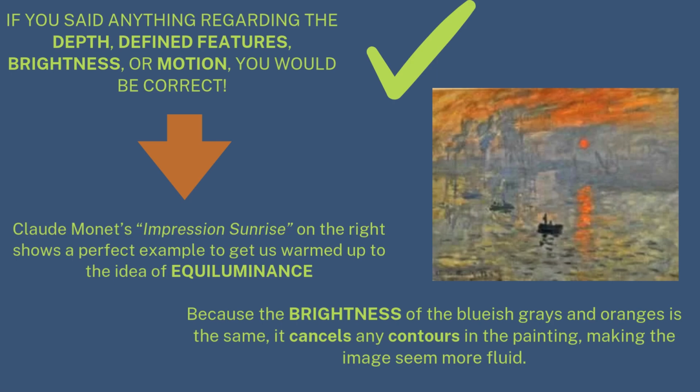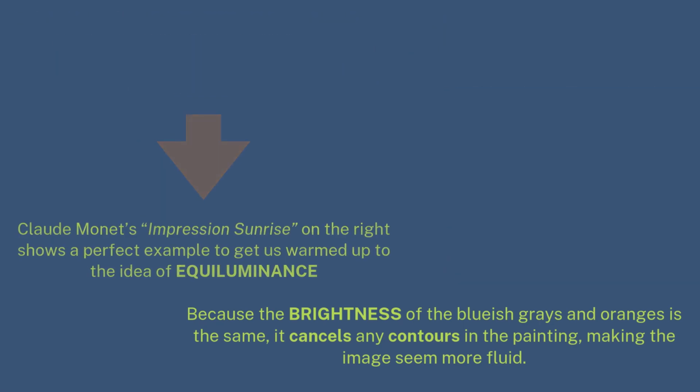Because the brightness of the bluish grays and oranges are the same, it cancels any contours in the painting, making the image seem more fluid. And so it seems like there's more motion happening in this picture than in the other one we saw in the last slide. That one has more contours, more shadows, more harsh lines, and it looks more static. But with Claude Monet's, we can't really see what's going on. It's very blurry, and that is thanks to equiluminance.